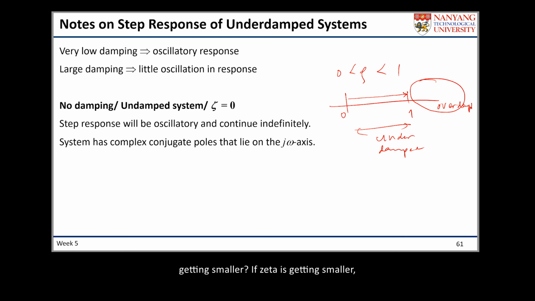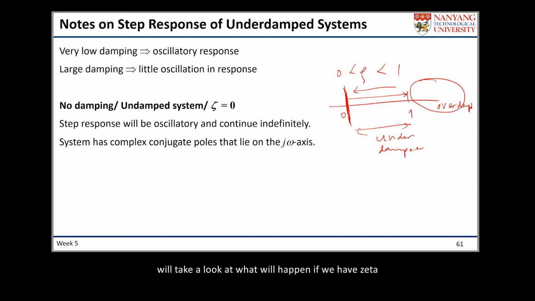What happens if the zeta is getting smaller? If zeta is getting smaller, of course, the oscillation is becoming more. Intuitively, when there is no zeta at all, or when zeta is equal to 0, the response will become oscillating all the time. It's always oscillating. There won't be any decay on the response. That is when zeta is equal to 0, or when we have undamped case. Zeta equal to 0 is undamped case, right?